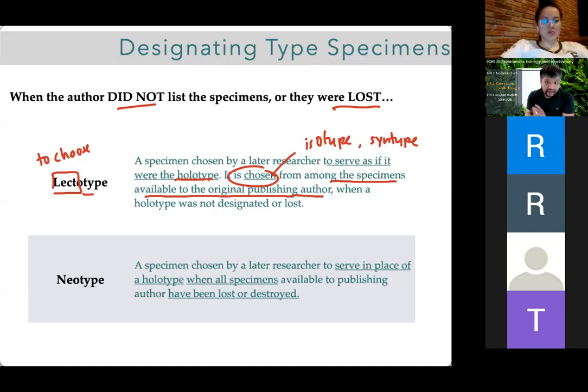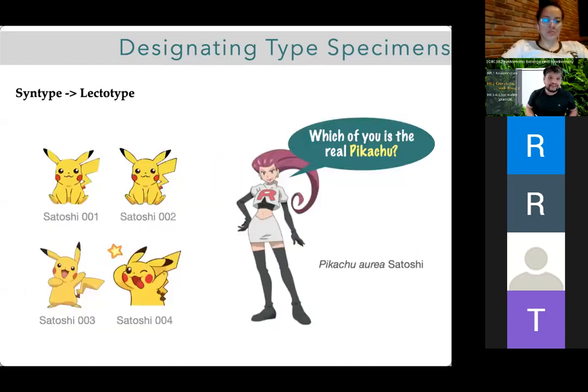We're going to talk about that in a bit. And then if all the specimens that the author ever found were lost, then you choose a neotype. Neo means new. You pick a new one. You pick whatever you want. You don't know, like all the things that he ever collected are gone. We pick the new one completely because it fits the description.